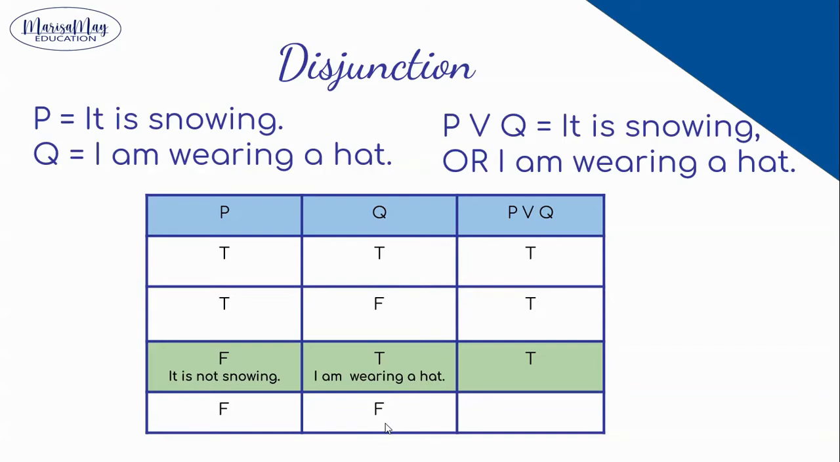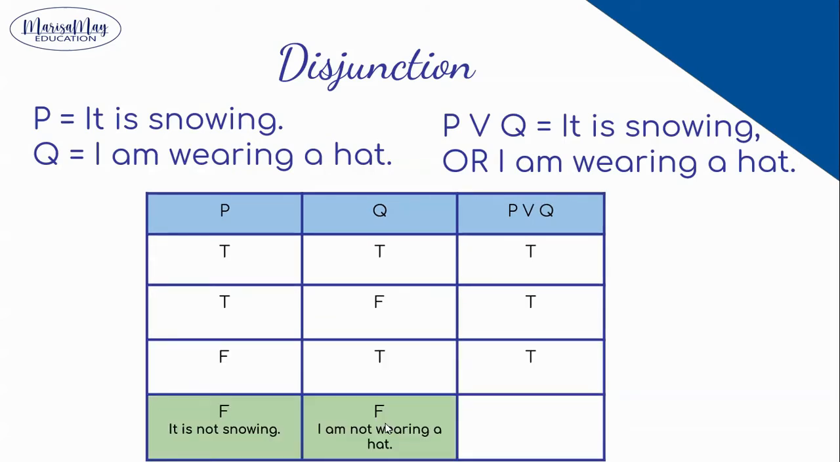Let's look at the final scenario. If P is false, it is not snowing, and Q is false, I am not wearing a hat, then the statement "it is snowing or I am wearing a hat" is not true, because it's not snowing and I'm not wearing a hat. So this statement has to be false. This is how we look at a disjunction. We have to look at all the different combinations of P being true and Q being true, and then determine if our P or Q is true.